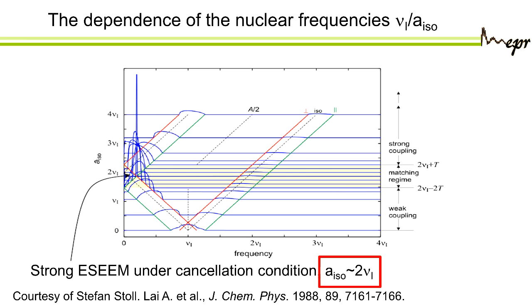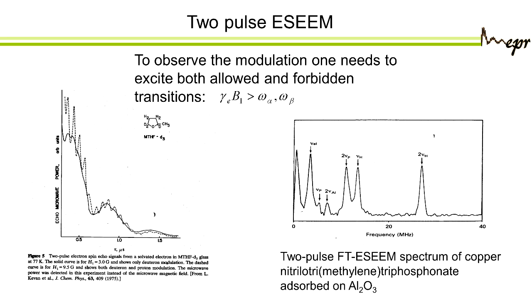So let's just see some examples. This type of experiment has been done for many years. And here we have a solvated electron in a deuterated organic solvent. You can see these modulations, and this is done at X band. You can see sharp modulations, and then you see broader ones. The sharp ones are the protons, and the broader ones are the deuterium, because we have protons and we have deuterium.